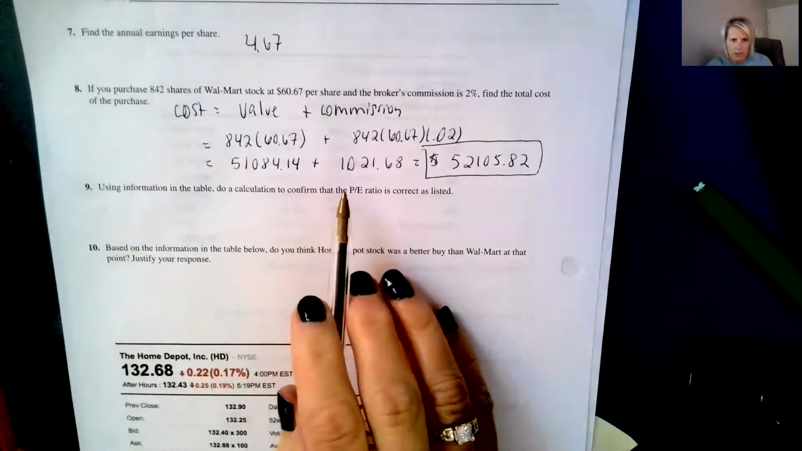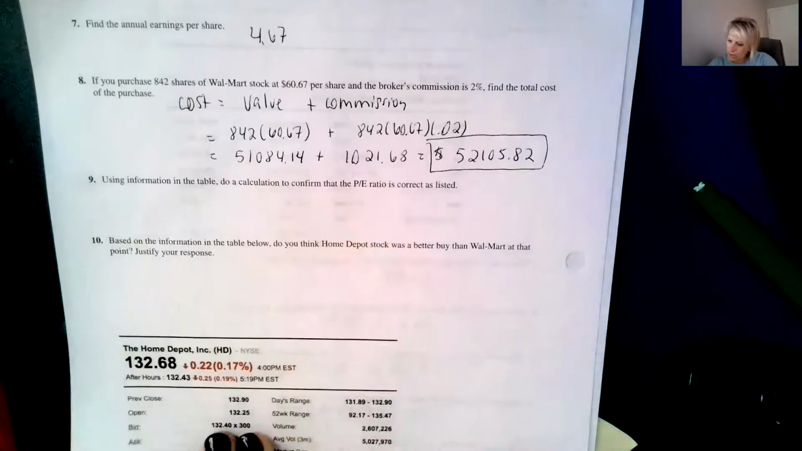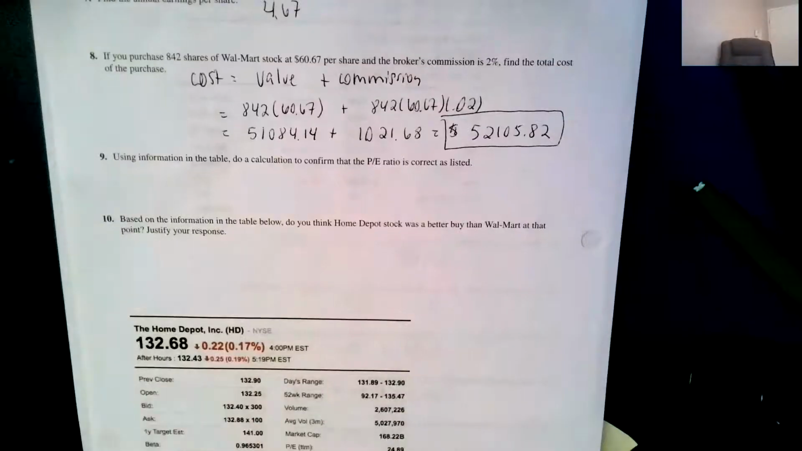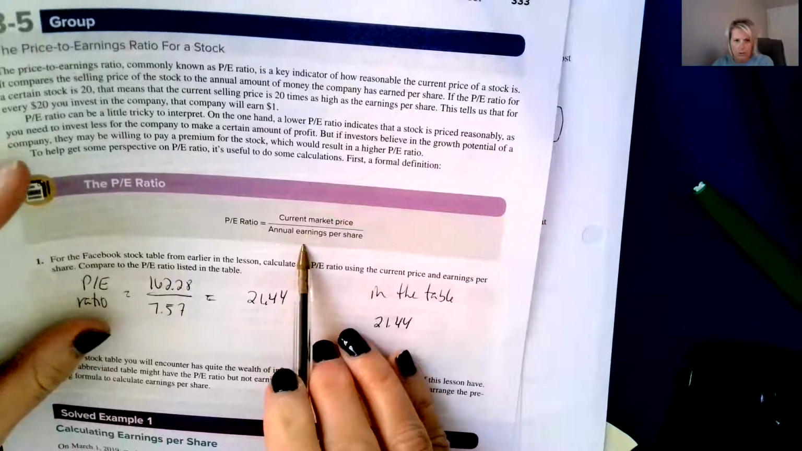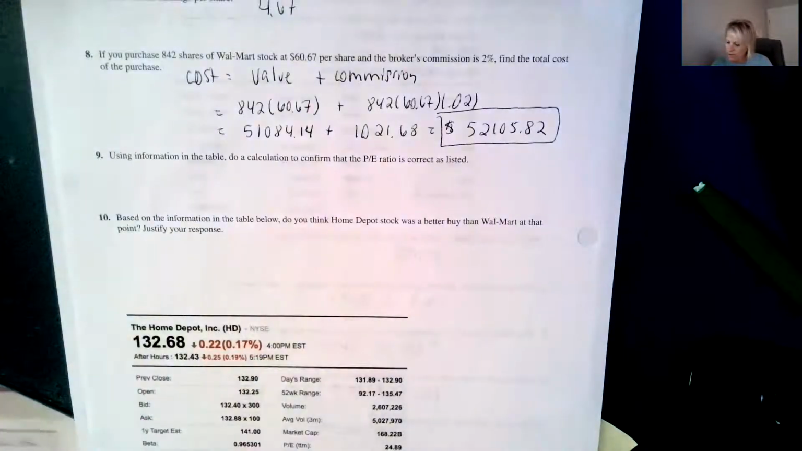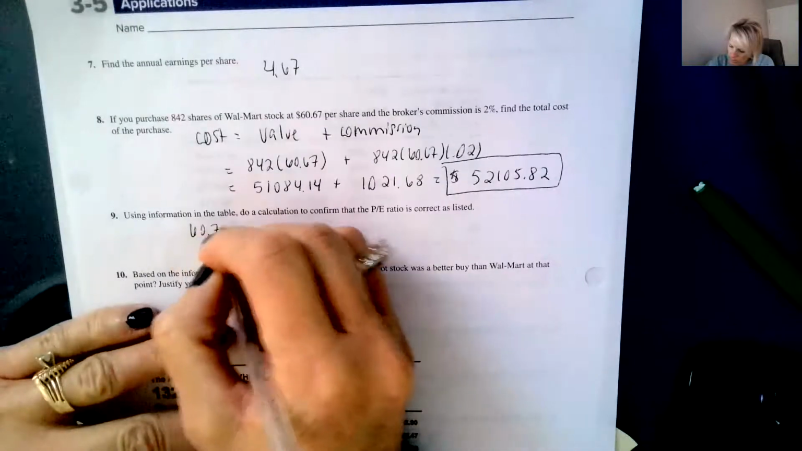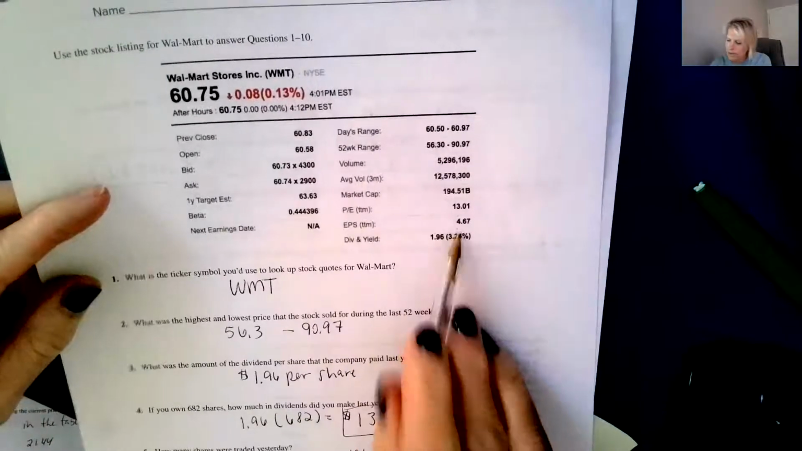Number 9 says, using information in the stock table, do a calculation to confirm that the PE ratio is correct as listed. So going back to the definition of the PE ratio, which we did on some pages back. It's taking the current market price divided by the annual earnings per share. So the current market price is 60.75 right here. 60.75 divided by the earnings per share, and the earnings per share is 4.67.